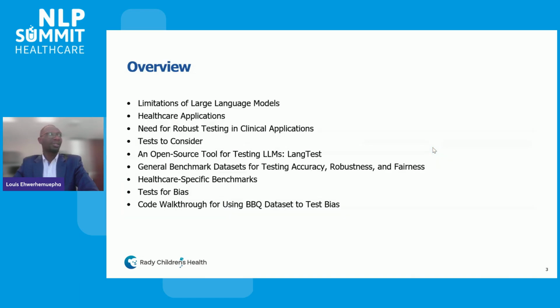in greater depth. Today we'll be talking about limitations, starting with the limitations of large language models, talk about healthcare applications, obviously the need for robust testing in clinical applications, and what tests to consider, and then open source tools that make this very easy to do, as well as the benchmark data sets that are required for testing different kinds of bias or accuracy depending on your application.